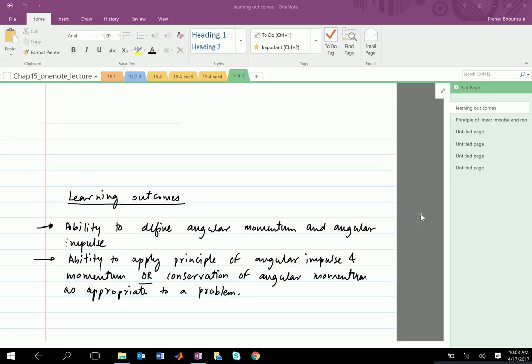Okay, let's start. So today we'll basically be done with chapter 15. This is the last part on angular momentum and conservation of angular momentum.